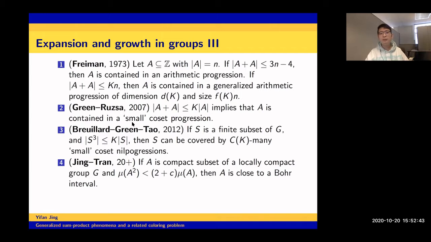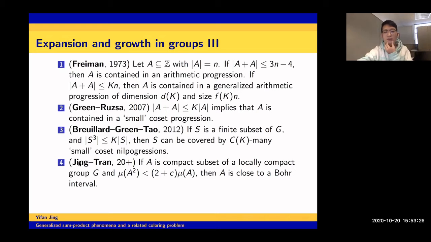And we also have the same phenomenon for non-abelian groups. So for example, in a celebrated result by Breuillard, Green, and Tao, in their proof of the structure of approximate groups: if S is a finite subset of some general non-abelian group G, and S cubed is small, that is, S has small tripling, then S can be covered by a small number of small coset nilprogressions. So a nilprogression is basically a pullback of a coset progression in a nilpotent group. And we can view a nilpotent group as a suitable generalization of an abelian group. So basically in this case, S is also controlled by some abelian structure. And not only S, but G is also controlled by this abelian structure in some sense.